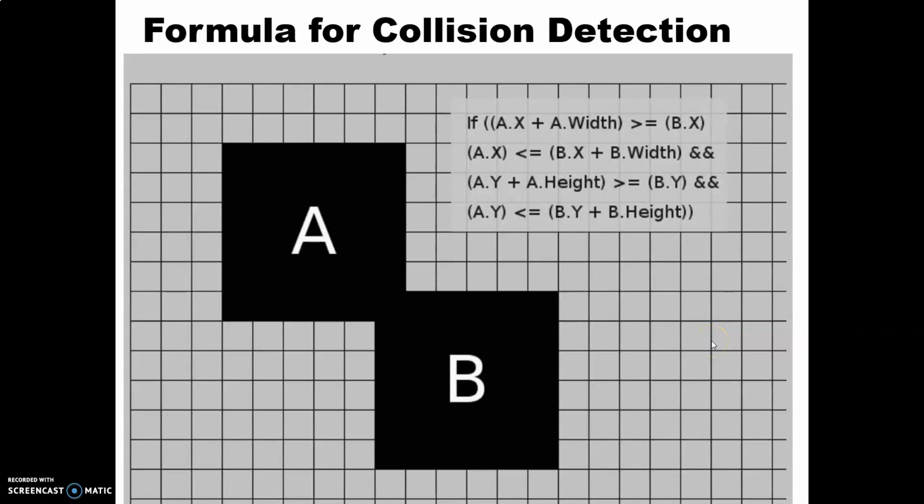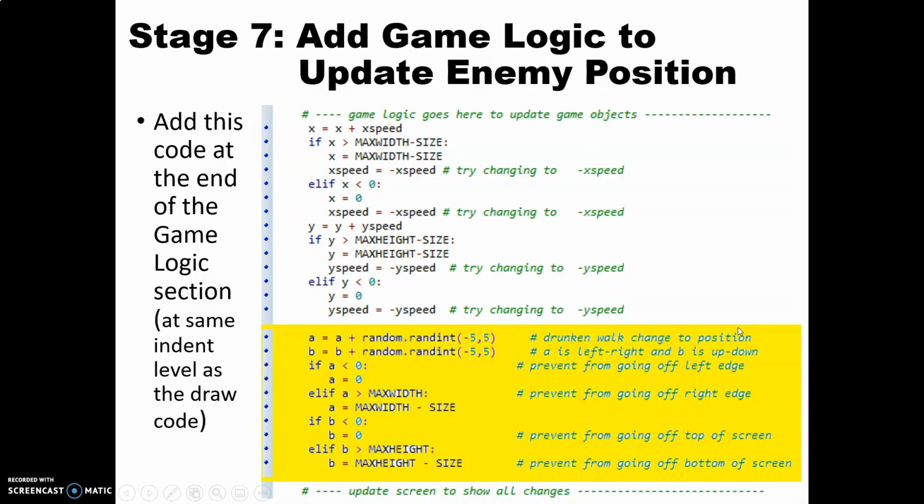In this tutorial, we are going to add a drunken walk to our non-player character or enemy so that we are able to then chase it down, and we're then going to have to add some collision detection to find out whether we have managed to catch it or not. So we're going to start off by looking at some code to update our game logic for the enemy. Very similar to the code that we have for our player.